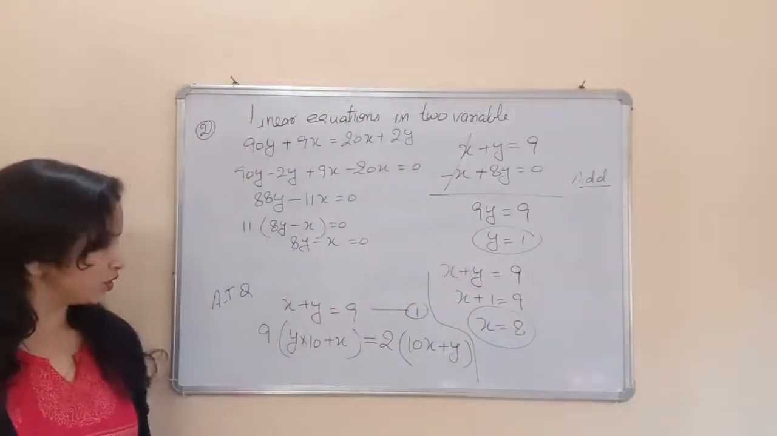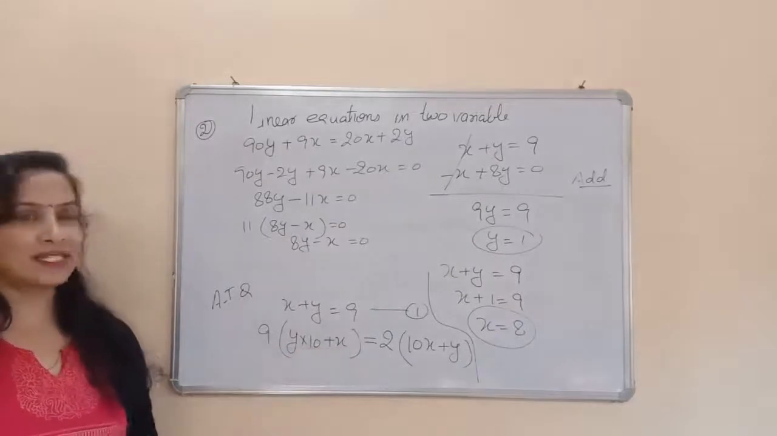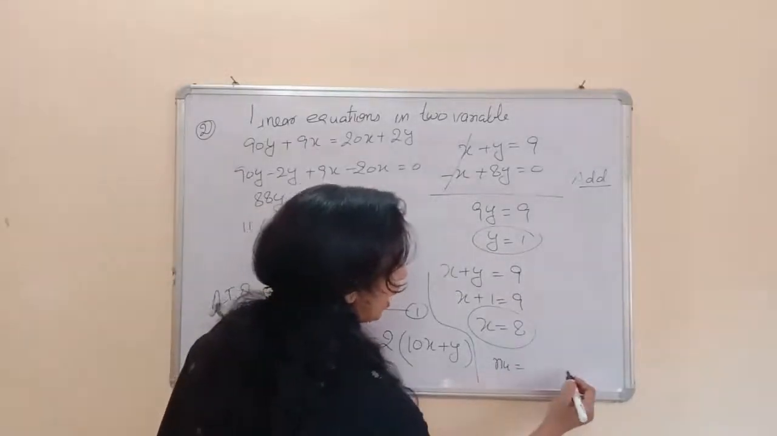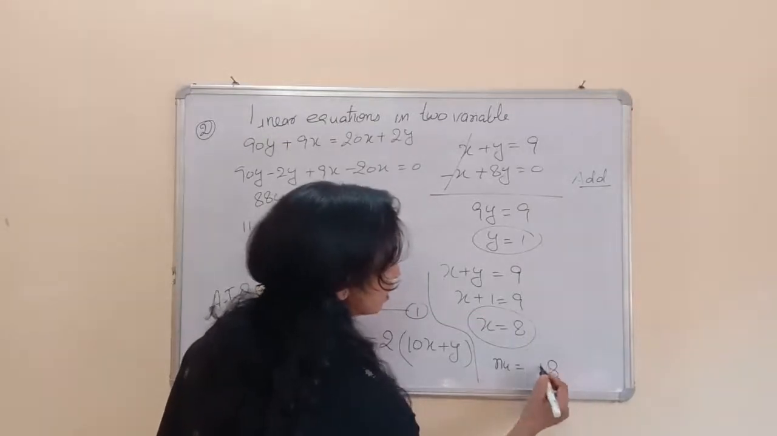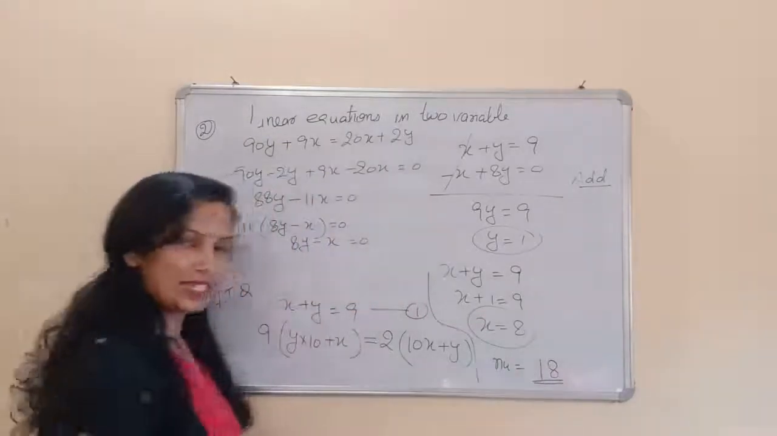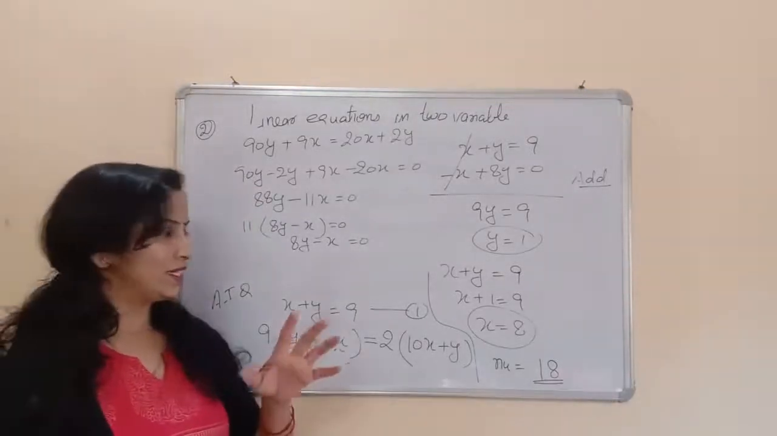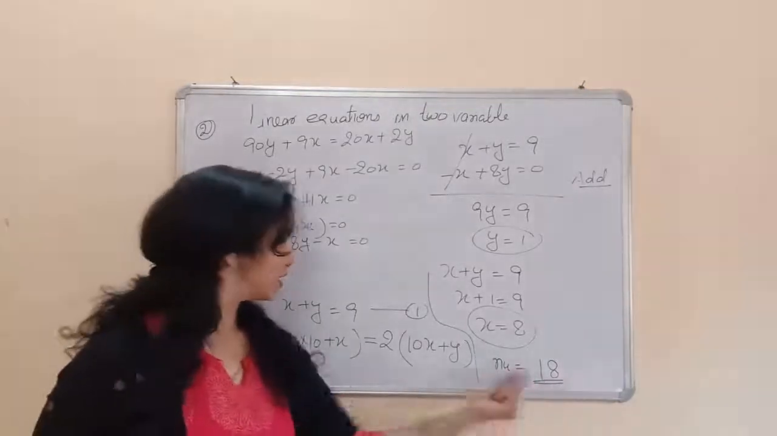Now according to the question, just remind the question, x is at the 1's place and y is at the 10's place. So it means the number is 18. You can also check your answer. That's according to the question, the sum of the digits is 9? Yes.